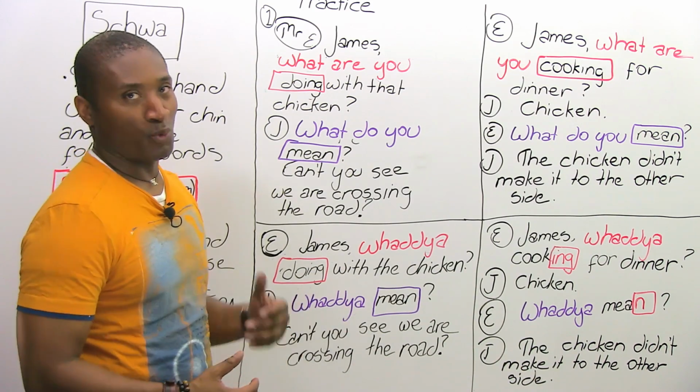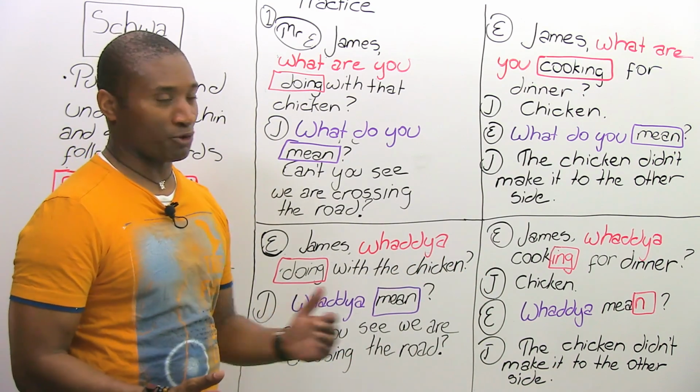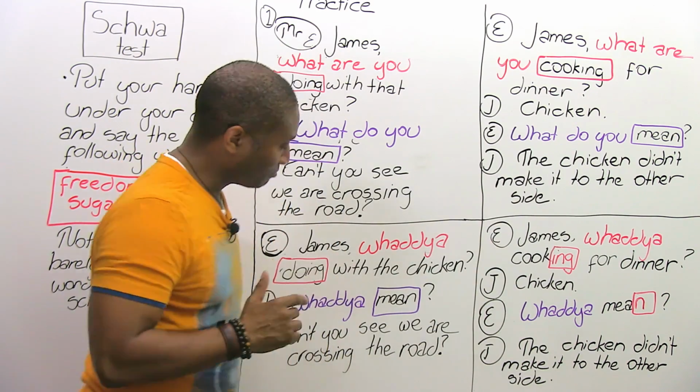Mr. E. James, what are you doing with the chicken? Me. What do you mean? Can't you see we're crossing the road?